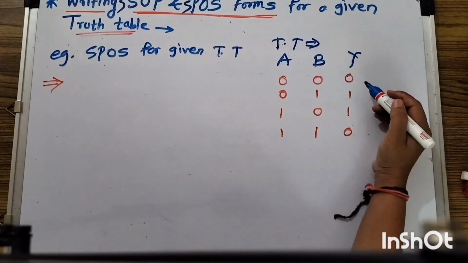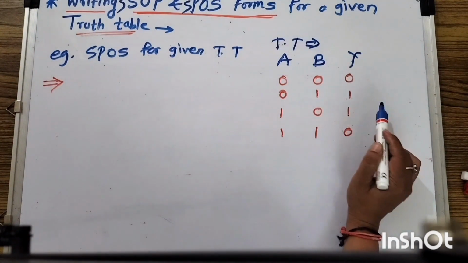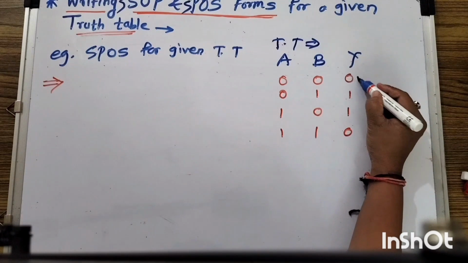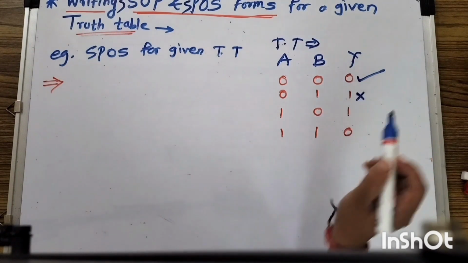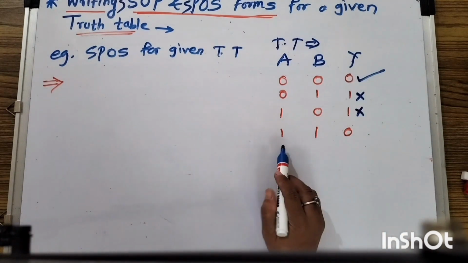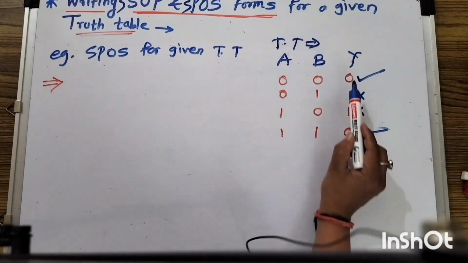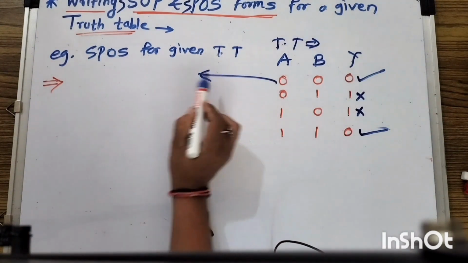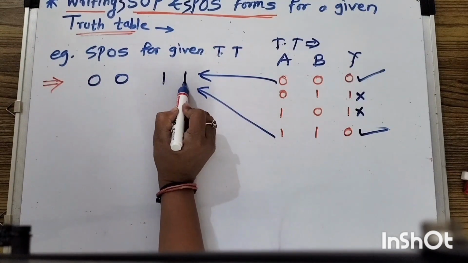The first step is to select or consider those input combinations for which the output is low or 0. Here the first input combination is 0, 0, output is low, so consider that. The second input combination 0, 1 has output 1, so don't consider that. The third, 1, 0, again has output 1, so don't consider that. Input combination 1, 1 has output low, so consider that. We have selected these two input combinations for which the output is low: the first is 0, 0 and the second is 1, 1. So this is our first step.